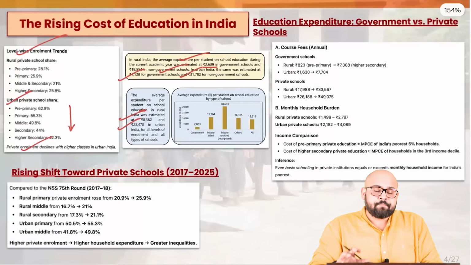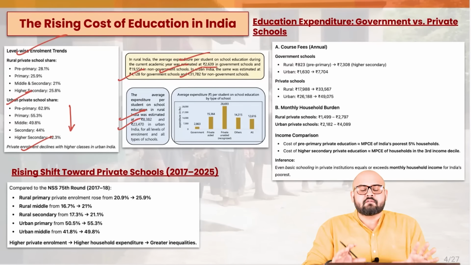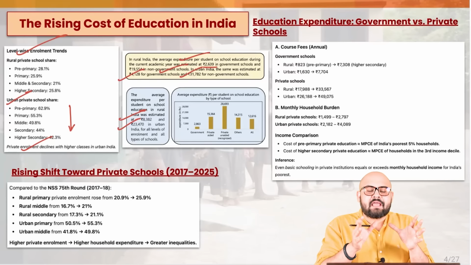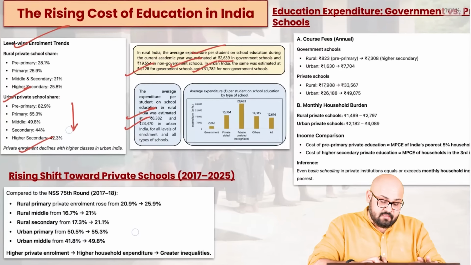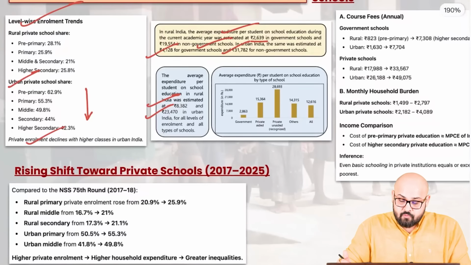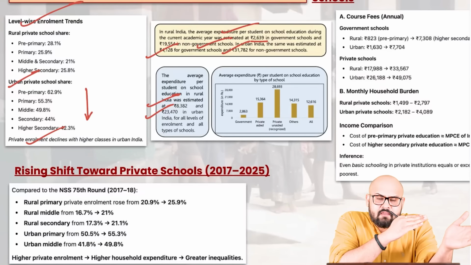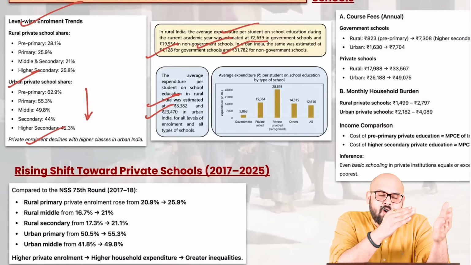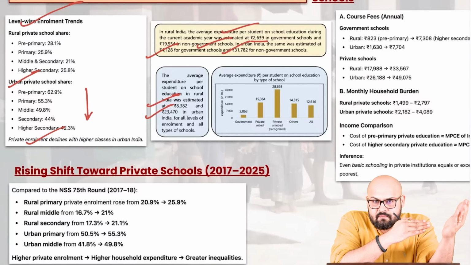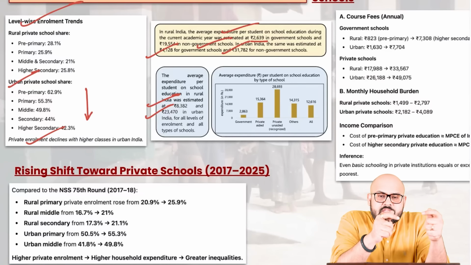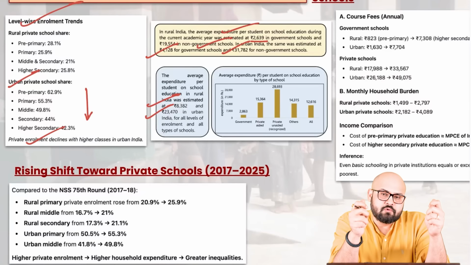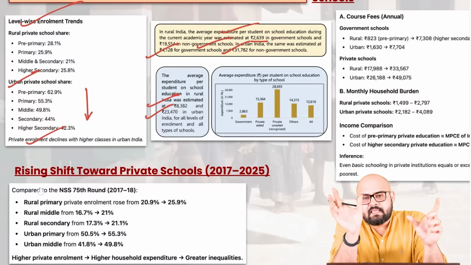Now, again, if you look at the trends, what you will notice is that the share of private schools is increasing. Look at this: a rising shift towards private schools. If we compare the findings of the survey which was carried out in 2017 with this particular survey, we will see the rising share of private schools. This can be quoted in the answer, right?